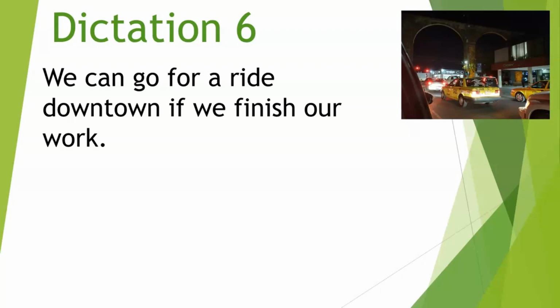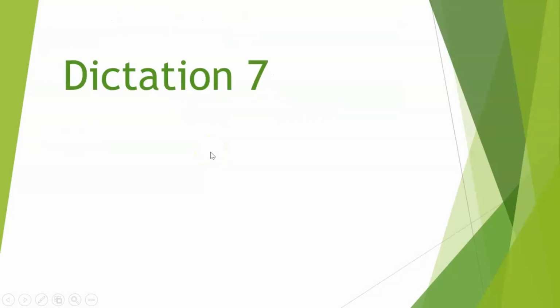We can go for a ride downtown if we finish our work. So that's a complex sentence. And here we have the independent clause, we can go for a ride downtown. And the dependent clause, if we finish our work. And together, this makes one complex sentence. Okay, everyone, so let's move along to our dictation number 7. This will be our last dictation of this video.